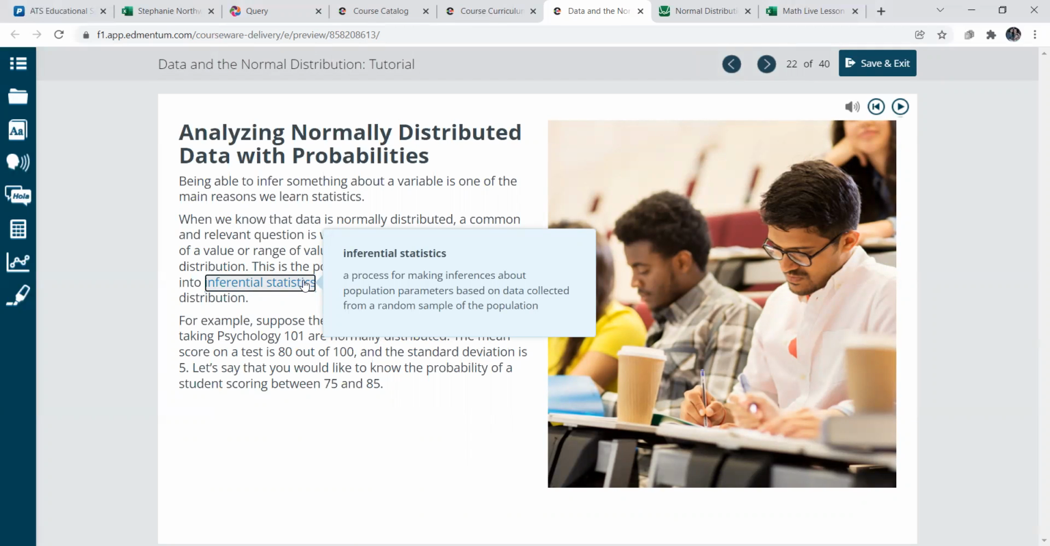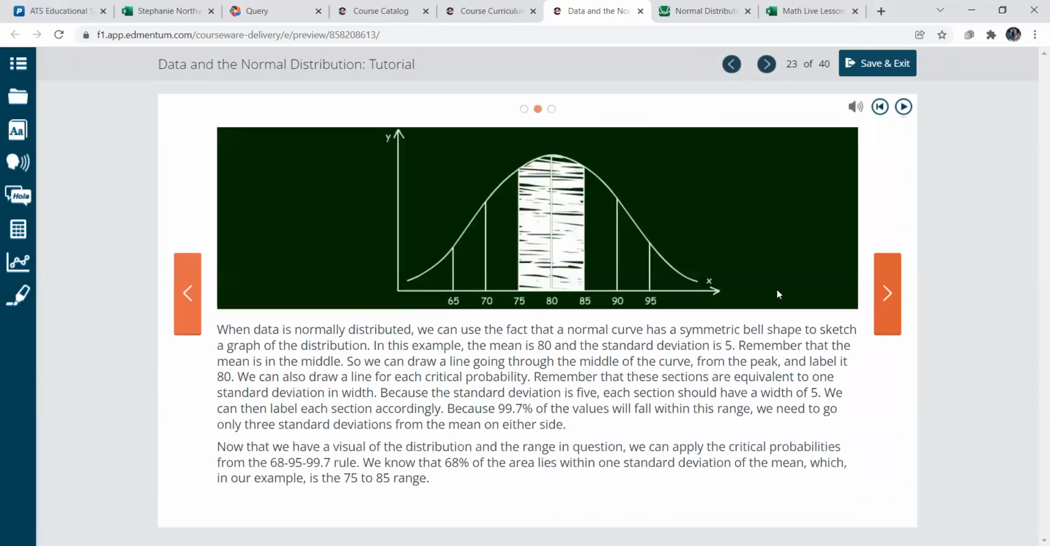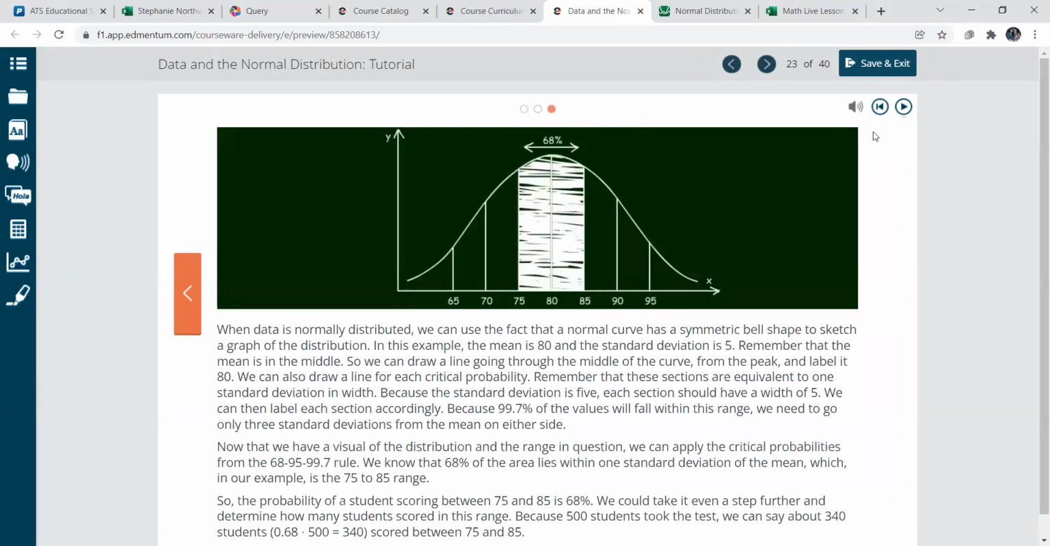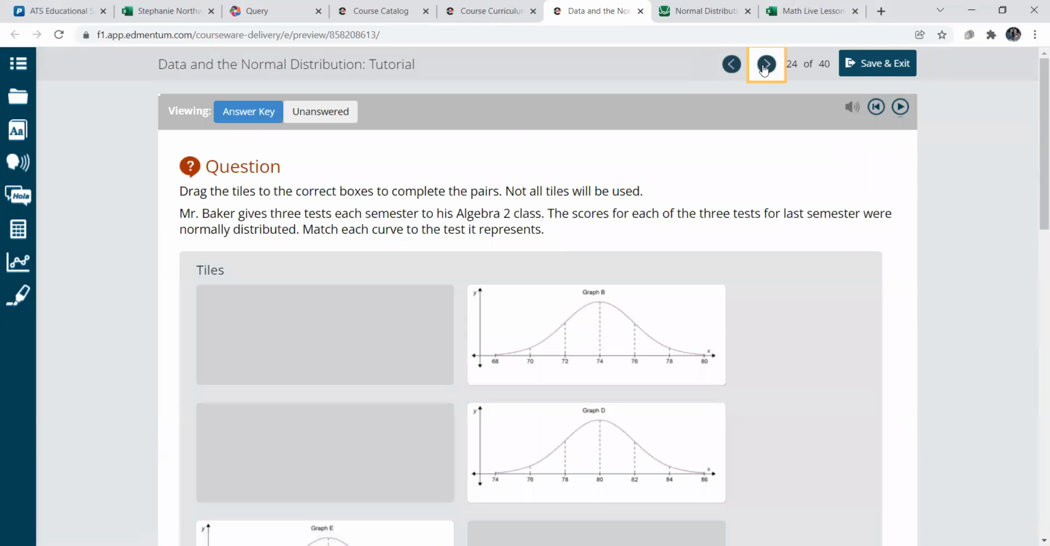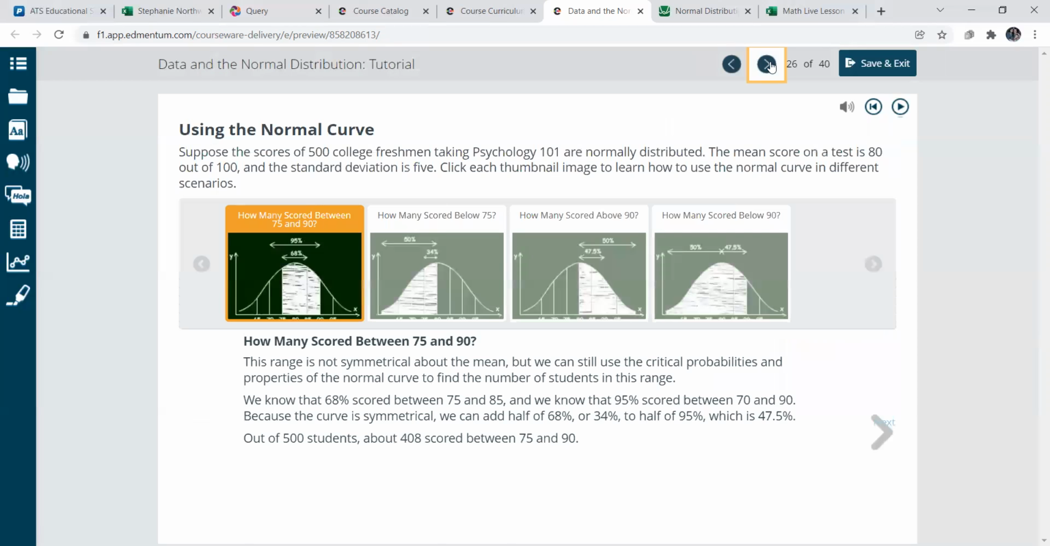Inferential statistics, a process for making inferences about population parameters based on data collected from a random sample of the population. And this just shows here's where the data is going to fall. 68% right here. Questions, let me do the questions on your own. And this just shows here 68% is going to fall in the middle. Here's another percentage that they're calculating, this percentage of data right here.